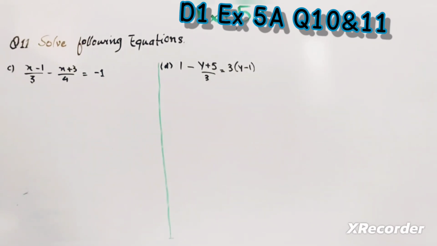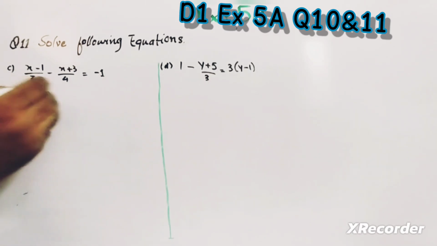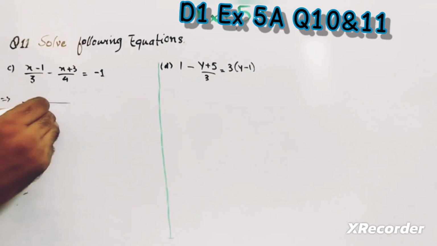and that is our required answer. Now part C, x minus 1 upon 3 minus x plus 3 upon 4 is equal to minus 1. Let's start by taking the LCM. 3 and 4, the LCM will be 12.